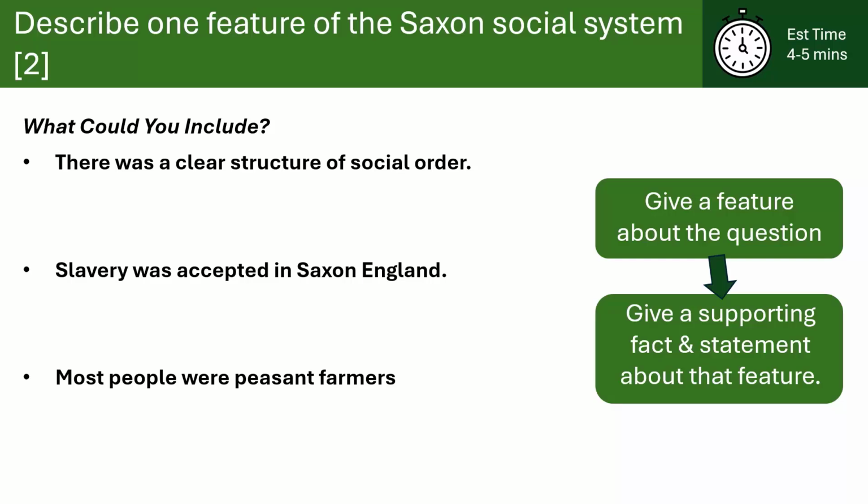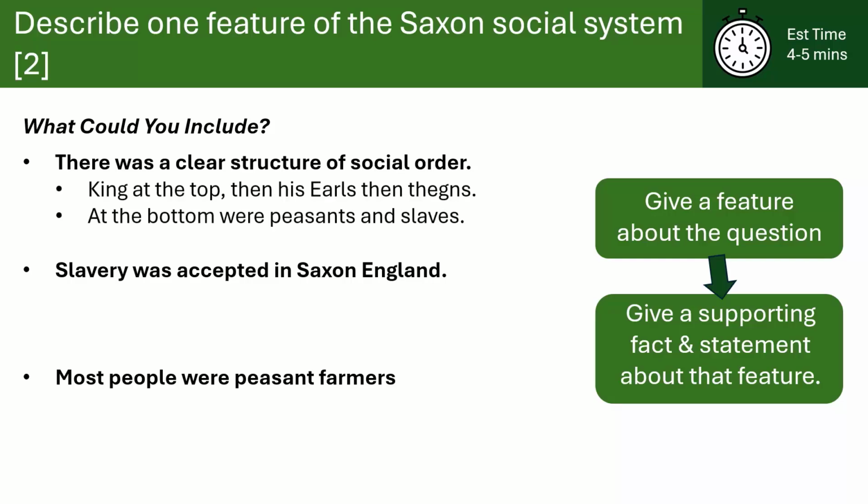So let's have a look at the first one. What is this clear structure? What could I put for that? Well, I could say that the king is at the top, and then he gets his earls and his thanes, and at the very bottom we've got peasants and slaves. So all I'm doing is saying one feature is that there's a clear structure, and for example, here is the structure.